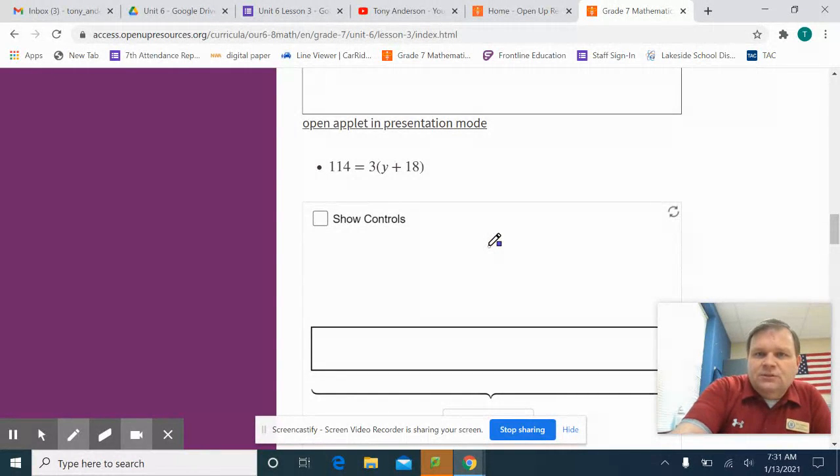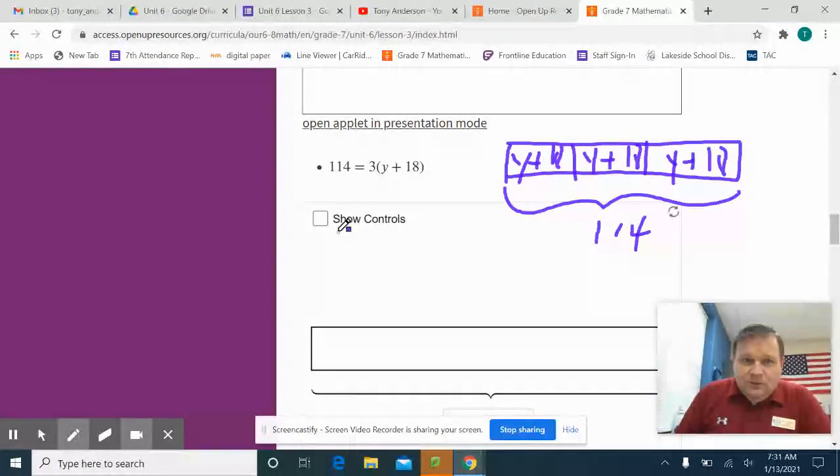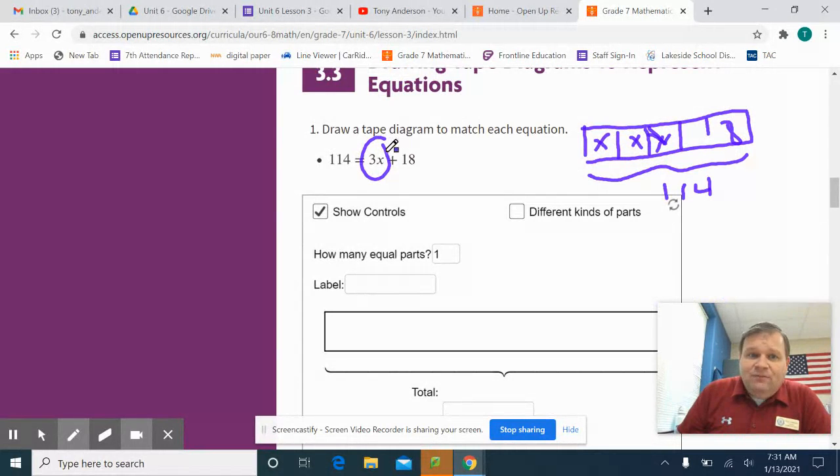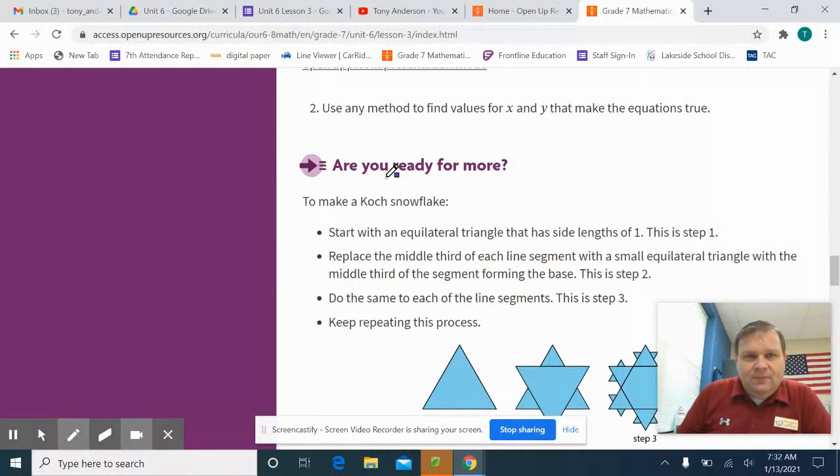So this one's going to be a little different because we have some equal groups. I still have that 114 there, but I have three equal groups of this whole quantity. So that means in my tape, I've got to have those three equal groups with that y plus 18 in each group. So the difference between these two is this one does not have equal groups of a whole quantity, it just has equal groups of the x. This one has equal groups of this whole quantity right here, and we need to be sure in our tape diagram that we show that.